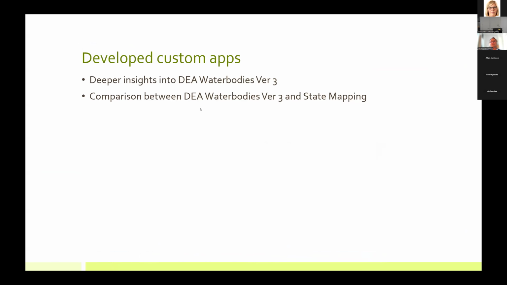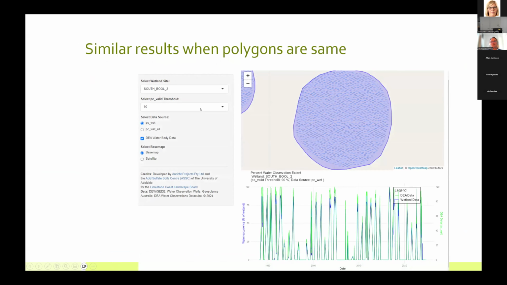So firstly, we looked at their polygons compared to what the state agencies use with their mapping, because they're not the same thing. The DEA ones are actually derived from the open water, whereas the state mapping is often wetland mapping that takes into account the emergent and surrounding vegetation. So we had a look and compared them, and this is in real time coming off the DEA in the green, whereas the state agency process data is in the blue. The water bodies are similar, so you get a similar result.